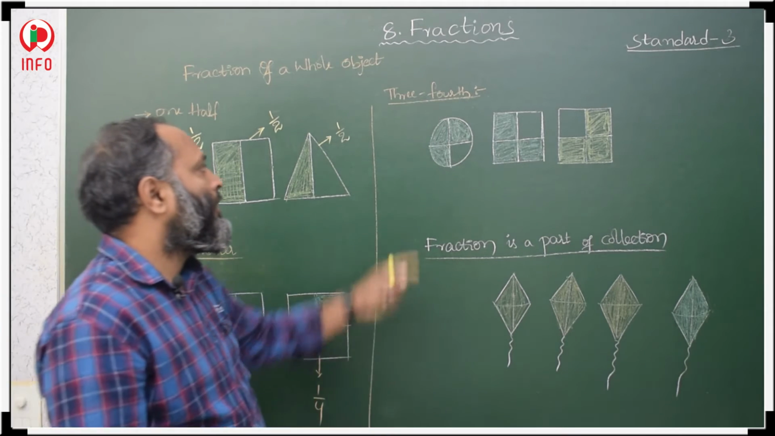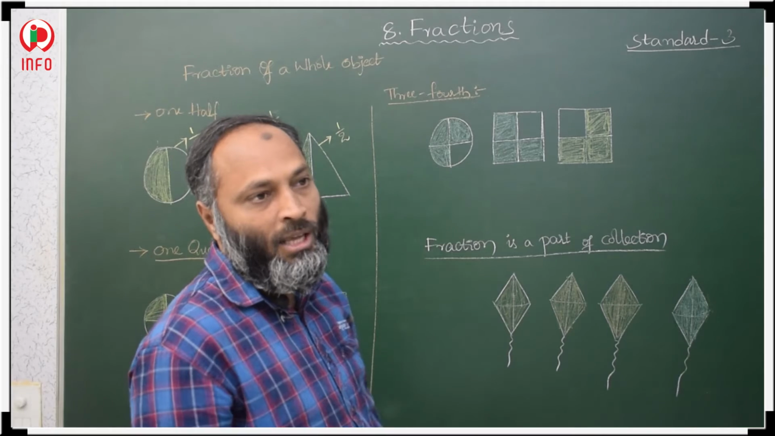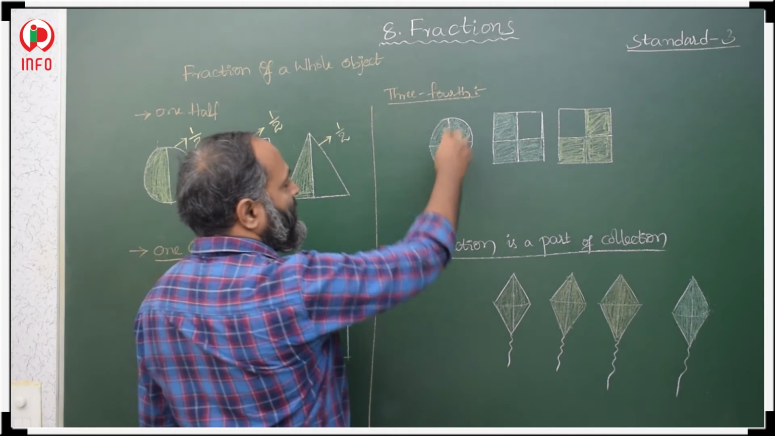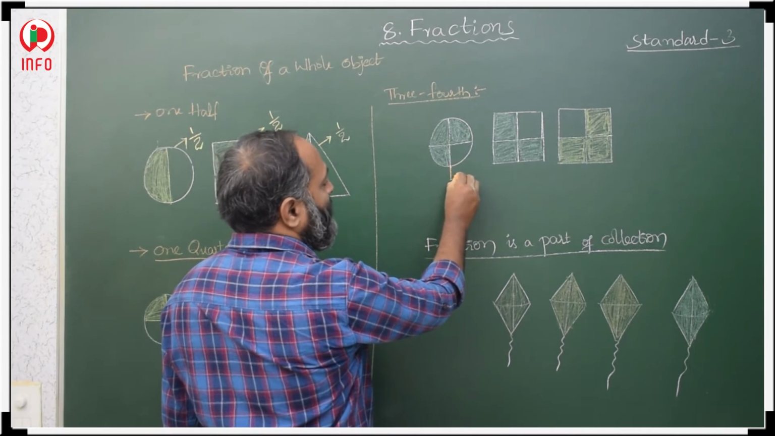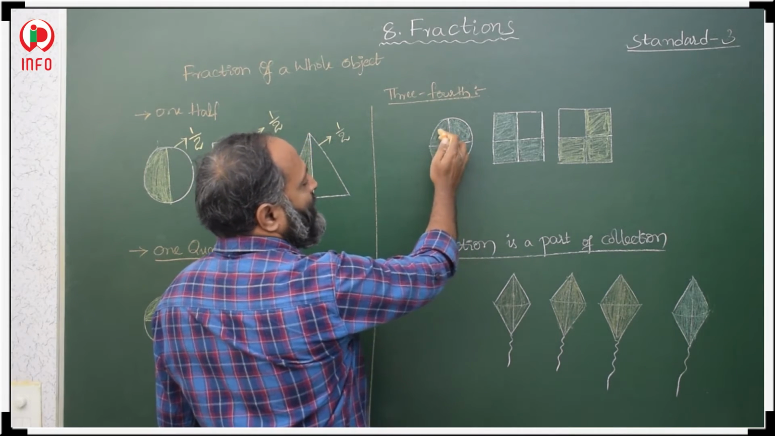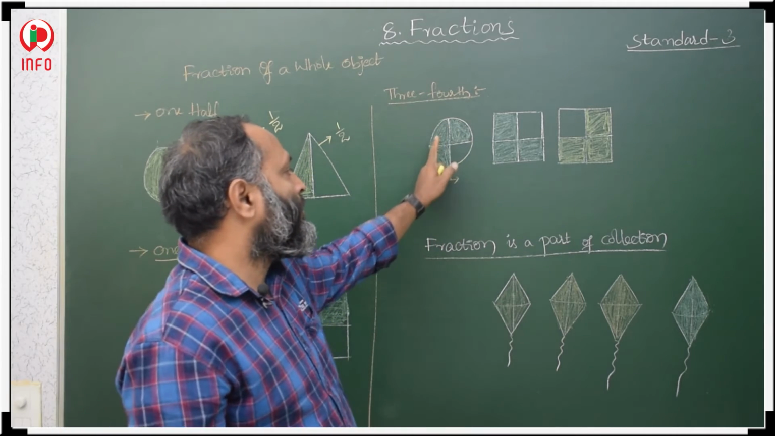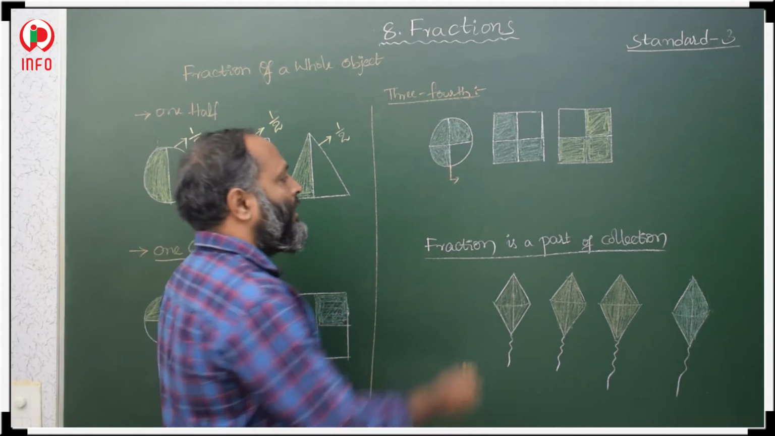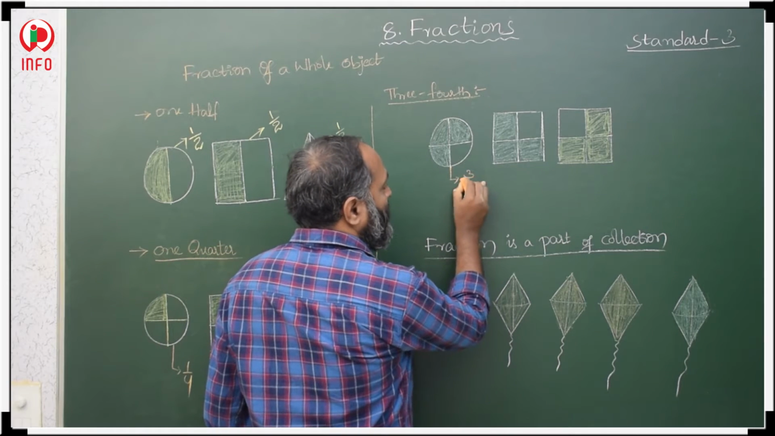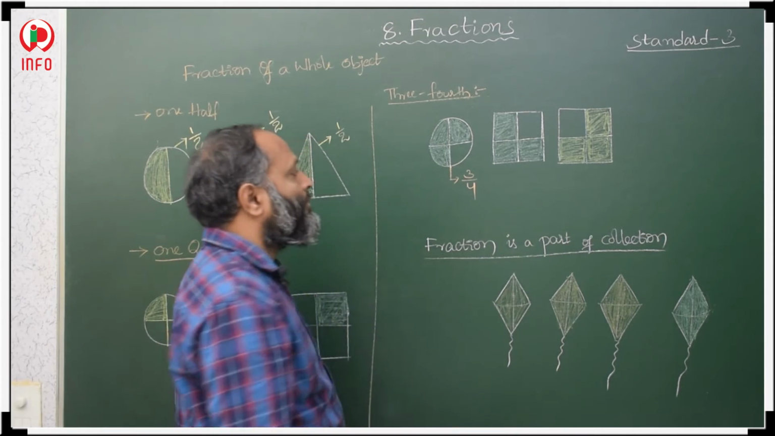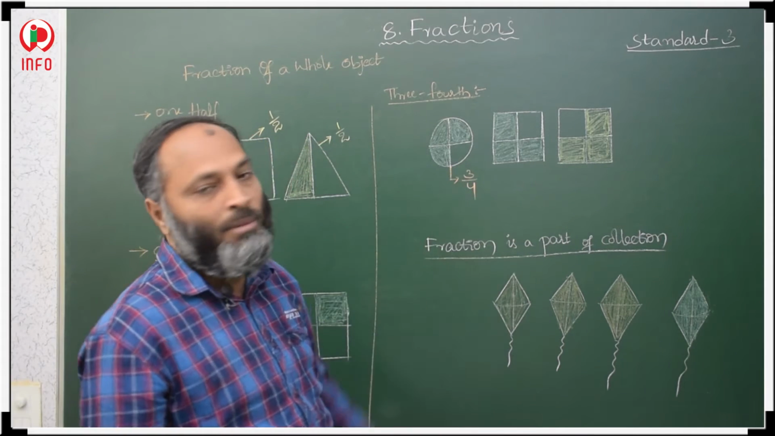Now, what is 3/4? See here, in this circle, we divide the circle into 4 equal parts, 1, 2, 3, 4. Out of these 4 parts, 3 parts are shaded. Then how to represent it? 3 by 4, shaded parts by total parts.